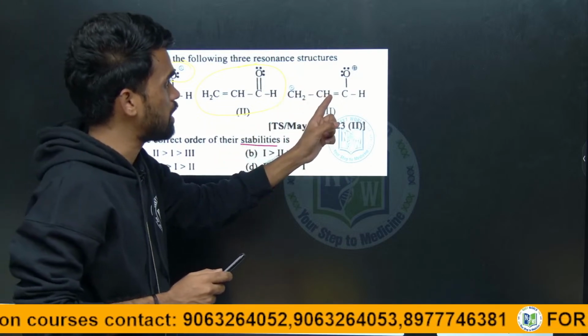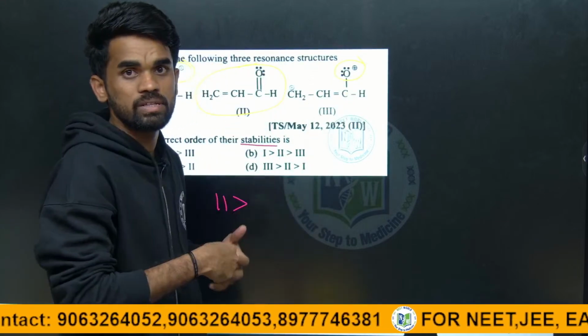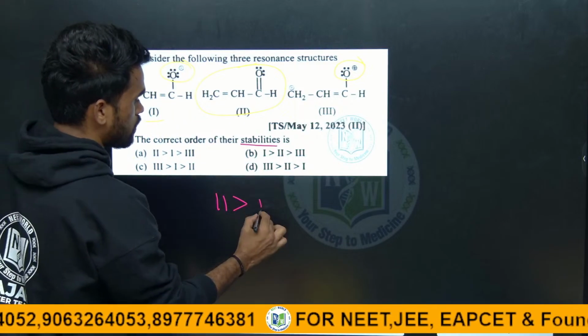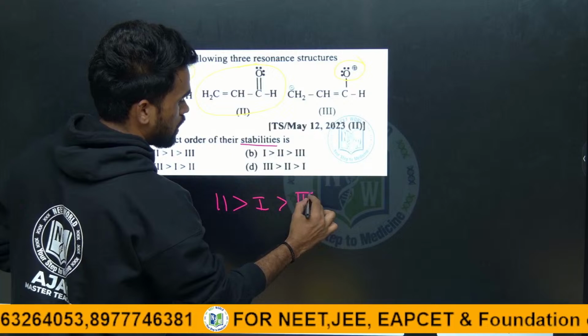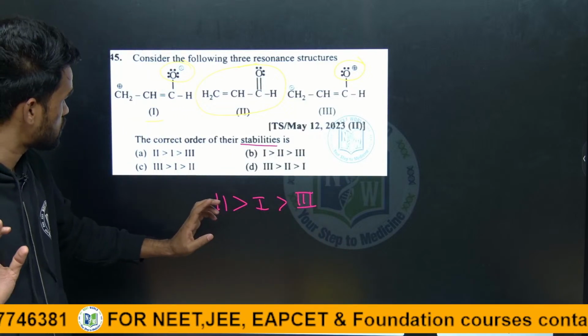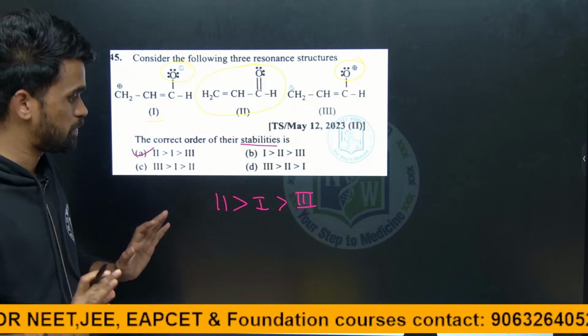But when we compare to this, see, positive charge is placed on the more electronegative atom, which is least stable. Therefore, I can say 2 is more stable than 1, which is more stable than 3. I hope this is also clear. Very simple, na? So where is the option we have? So 2, 1, 3. So option A is correct for this particular question.